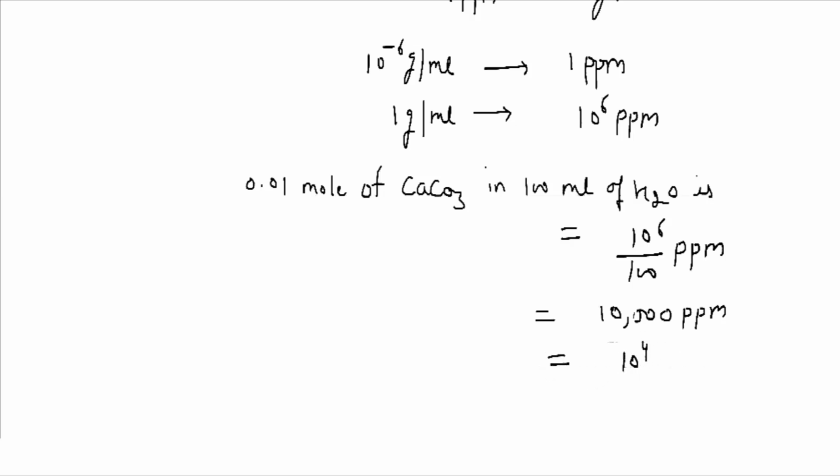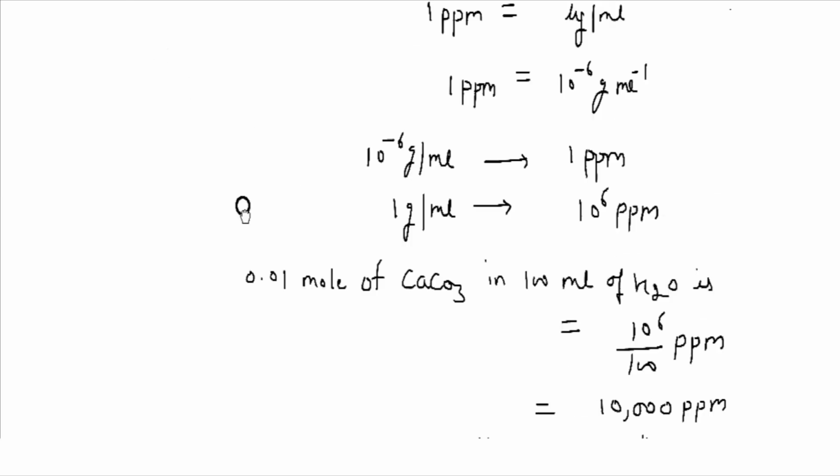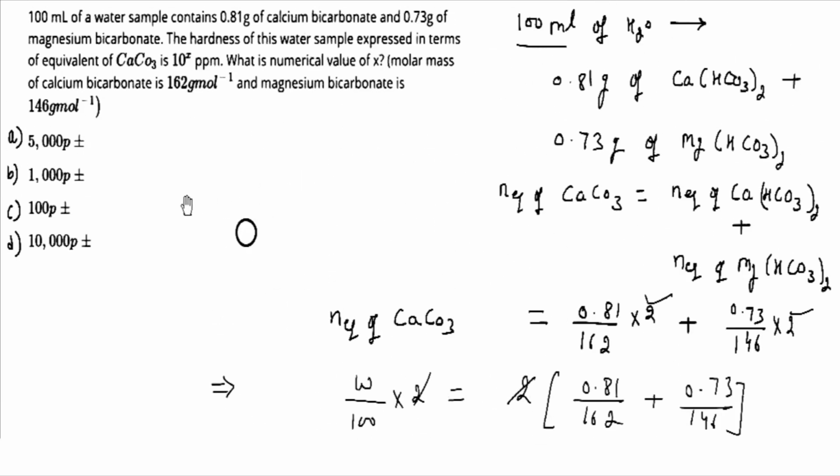In the question we have been asked the value of x, where it is given as 10 to the power x. So the value of x comes out to be 4. But in the options the value of x is not given; the actual values are given: 5000 ppm, 1000 ppm, 100 ppm, or 10,000 ppm. So our correct answer will be 10,000 ppm, so option D is the correct answer.